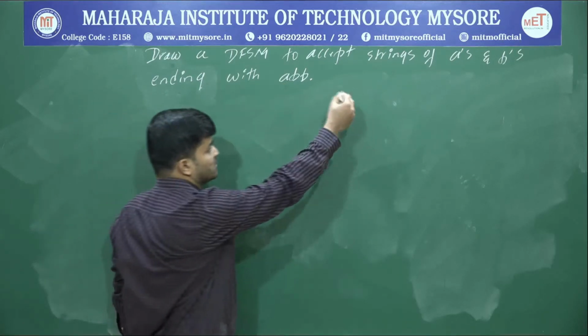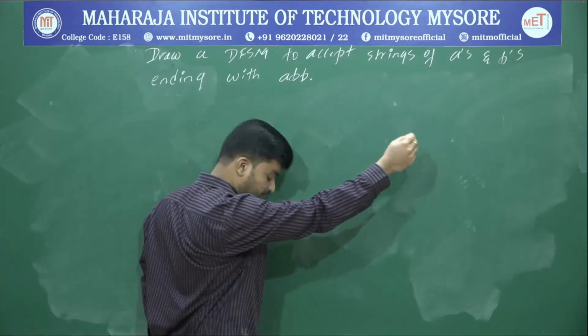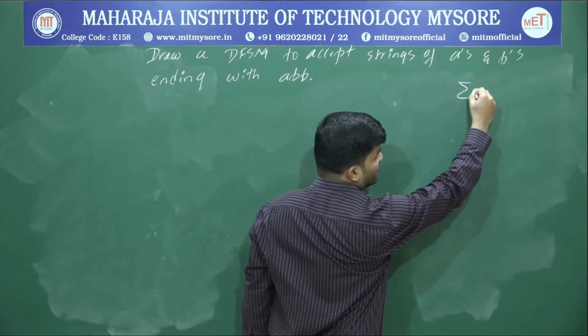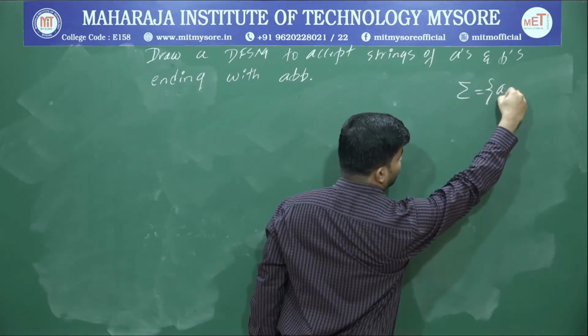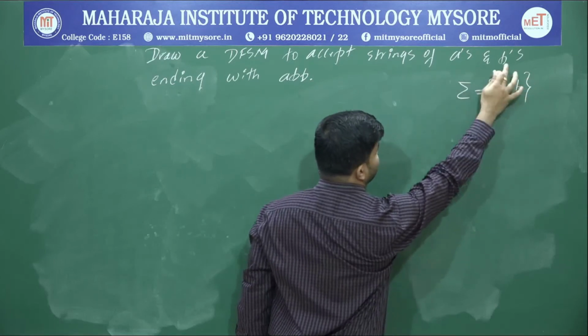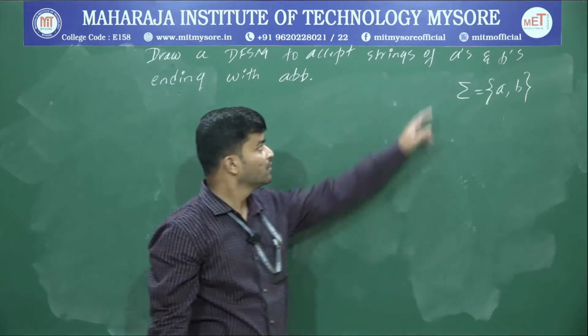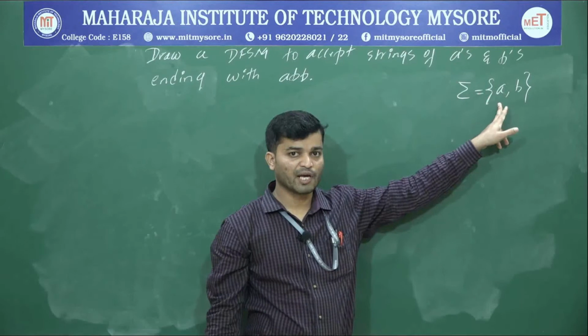So what is the first step? The first step is to write down sigma. Sigma is A comma B. Why is it A comma B? Because the strings are strings of A's and B's. Therefore sigma is A comma B.